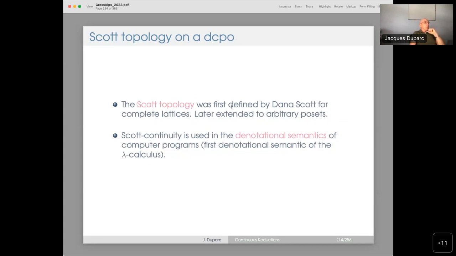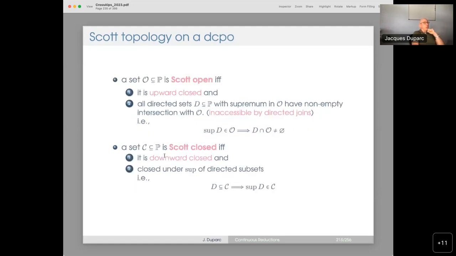So the Scott topology was first defined by Dana Scott for complete lattices, but later extended for arbitrary posets, and the Scott continuity is in fact used in the denotational semantics of computer programs. In fact, it was this way that Scott came up with the first denotational model of the lambda calculus, and that was over 60 years ago. So some kind of old notion.